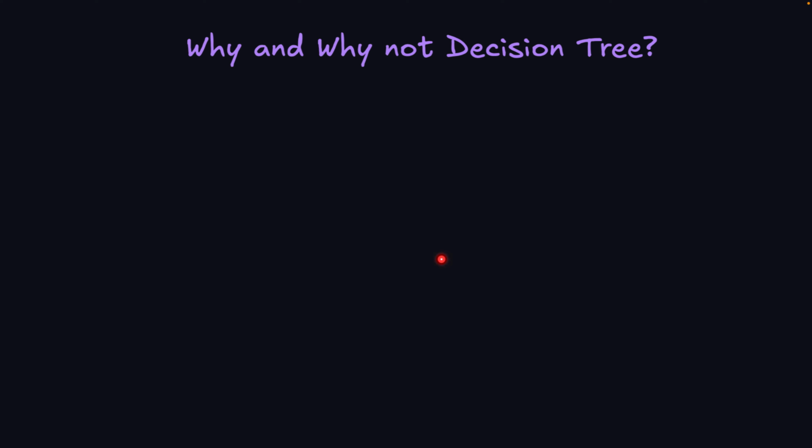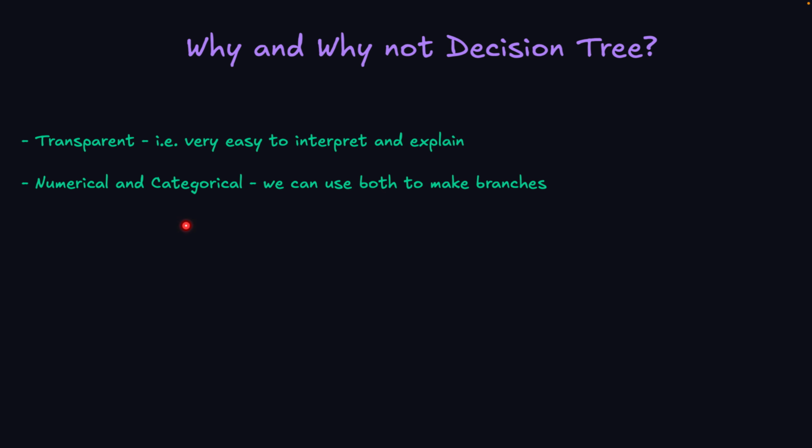Now, let's look at when it is good to use a decision tree and when it is not. A decision tree is transparent, which means it is very easy to interpret and explain. We'll be able to explain what is going on in the decision tree, and why it has come up with the decision that we see. It also works really well with both numerical and categorical data. We can use both numerical and categorical data to create branches.